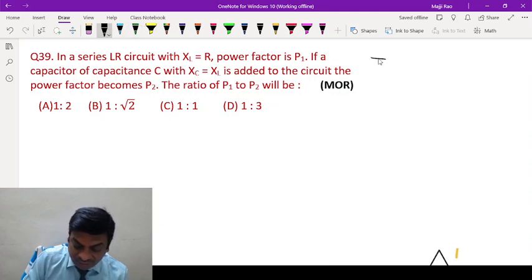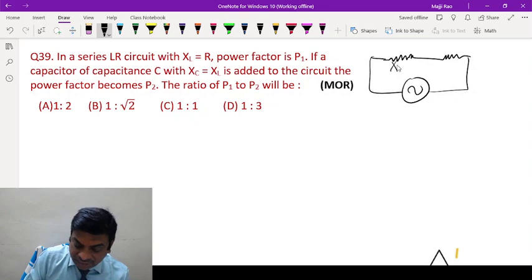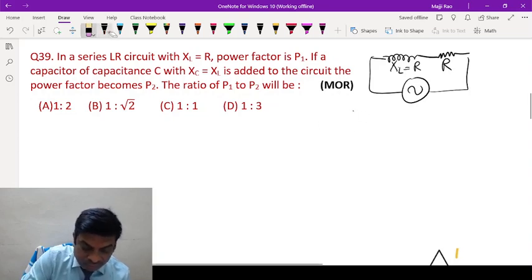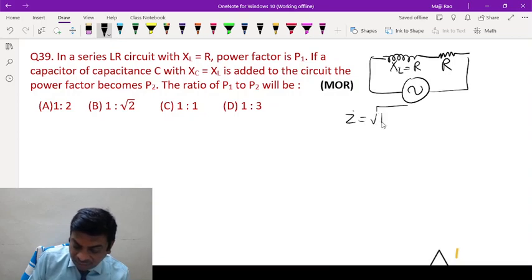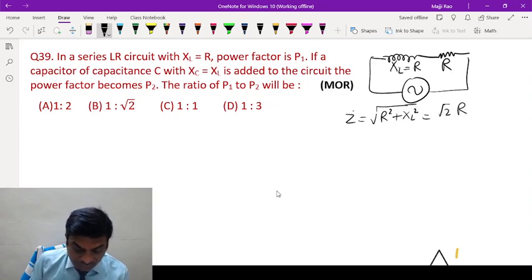Now in the first situation, it is an LR circuit. One of them is an inductor. XL is equal to R. Okay. So net impedance will be under root R square plus XL square, which is equal to root 2R.